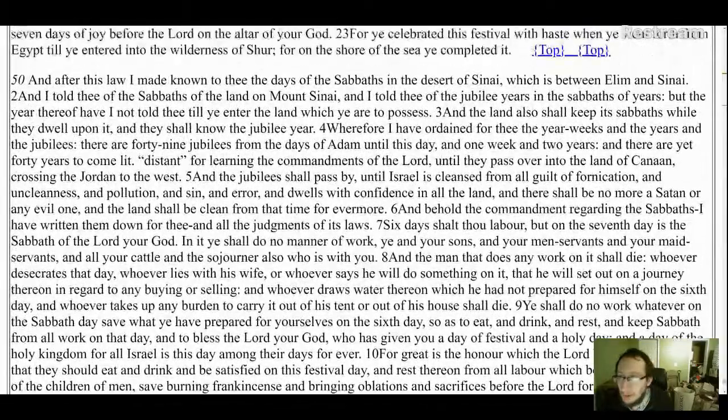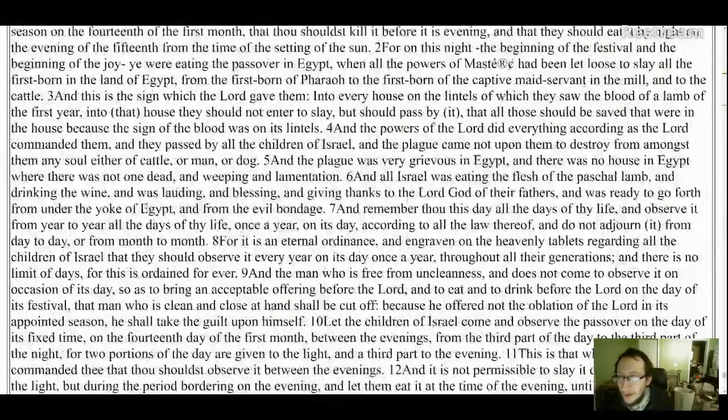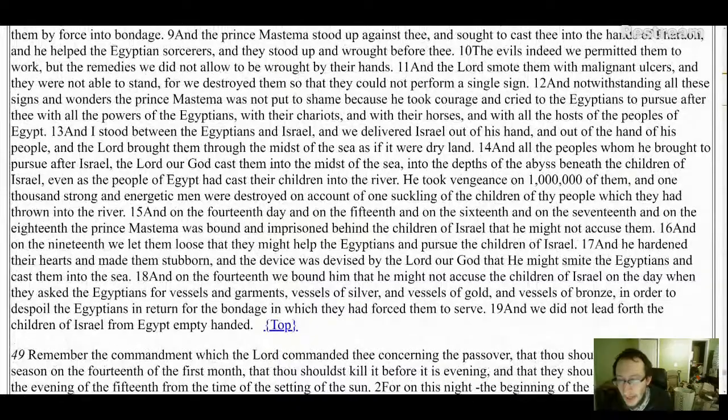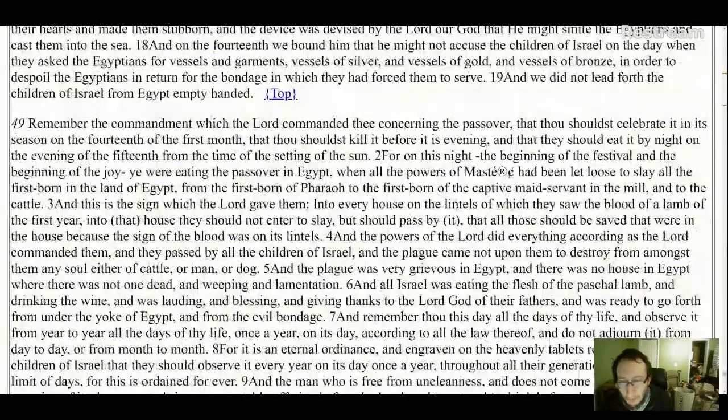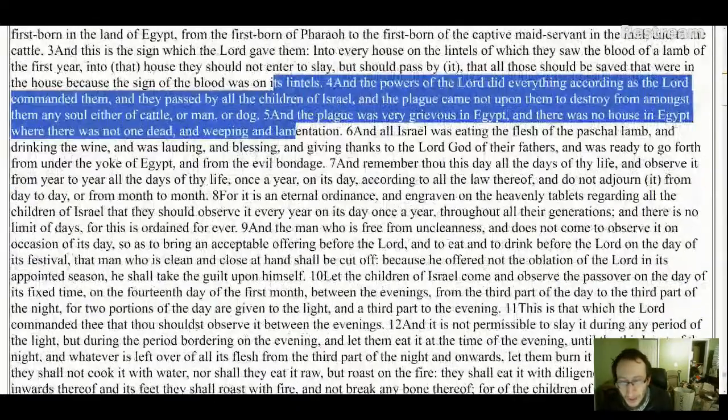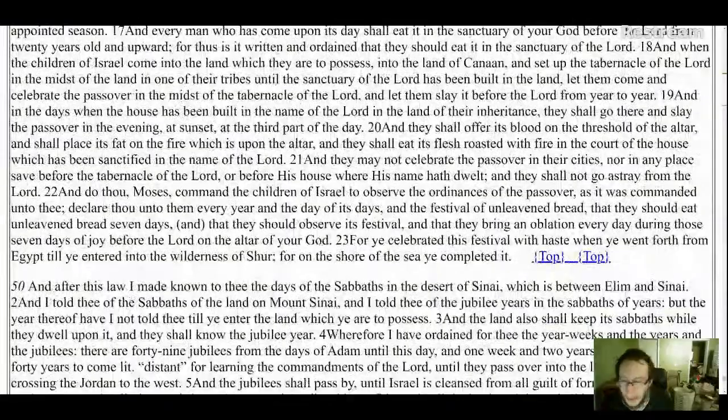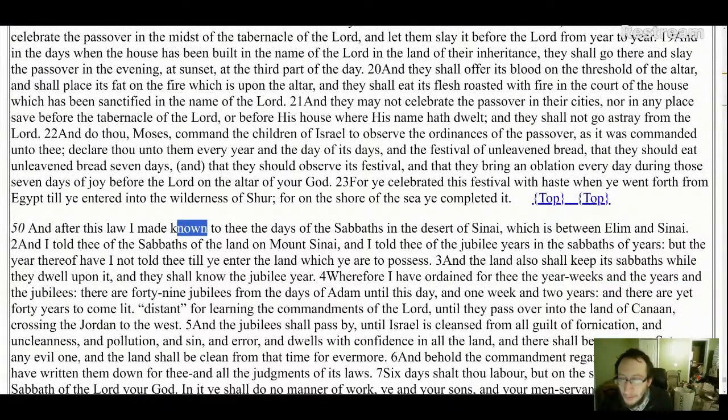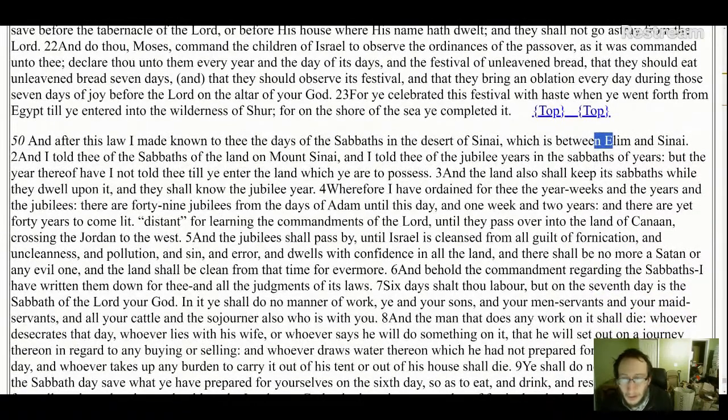So basically, I'm ending the book of Exodus where Jubilees ends, in the story of Moses' life. So when we look at Jubilees, it talks about how the Exodus happened, the Passover, right? Chapter 49. And then it says, "I made known to thee the days of the Sabbaths in the desert of Sinai, which is between Elim and Sinai." So he's teaching them about the Sabbath.